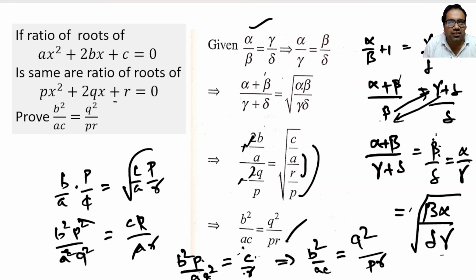Beta by delta is nothing but alpha by gamma, which is nothing but these two put together. This is actually equal to this because this and this are equal. So the product of this is equal to the square of either one of this. So the square root of the product of this is equal to this or this, right?